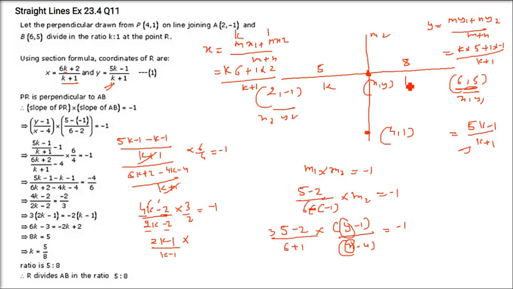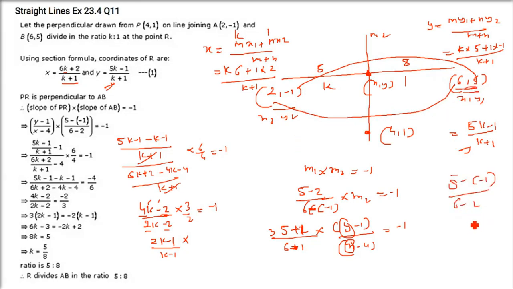This is 5 minus of minus 1 by 6 minus 2. 5 minus of minus 1, so here is a change: 5 plus 1 will come, and 6 minus 2 is 4. So as I was saying, it is 6 by 4, which is 3 by 2. So 3 by 2 multiplied, or let us rearrange, 3 by 2 equals minus 1.